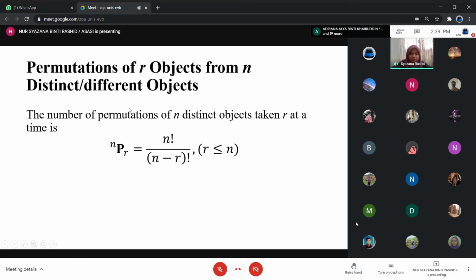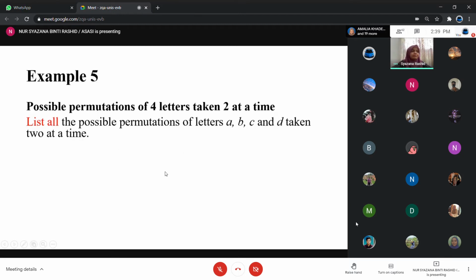Okay. So second formula, when you want to arrange R objects at a time from n distinct objects. Contoh, list all the possible permutation. So ni bukan dia nak minta nombor. Dia kata list all the possible permutation. Kalau ditanya how many permutation, baru you bagi nombor jawapannya. So kat sini list all the possible permutation of letters A, B, C, D taken 2 at a time. So you bukan nak susun 4-4 ni. You nak susun 2 saja.